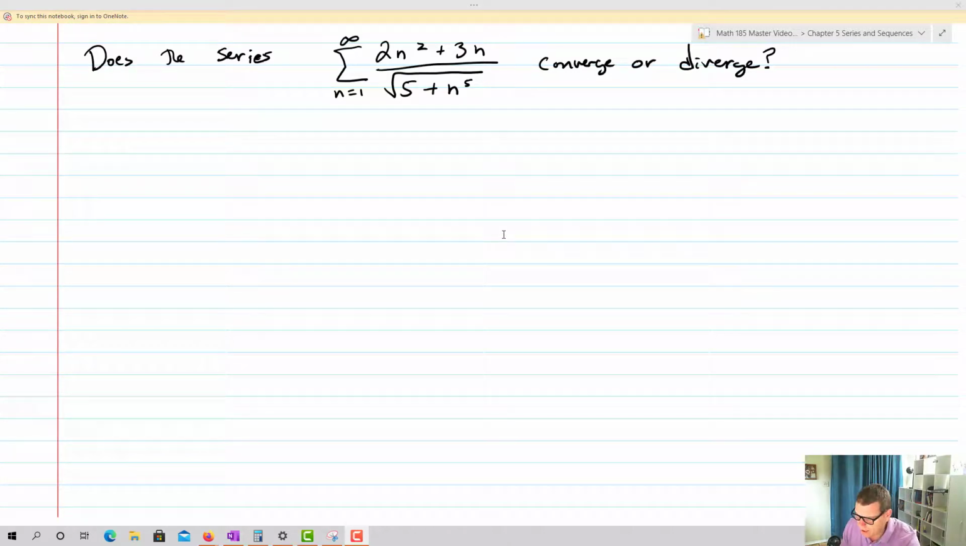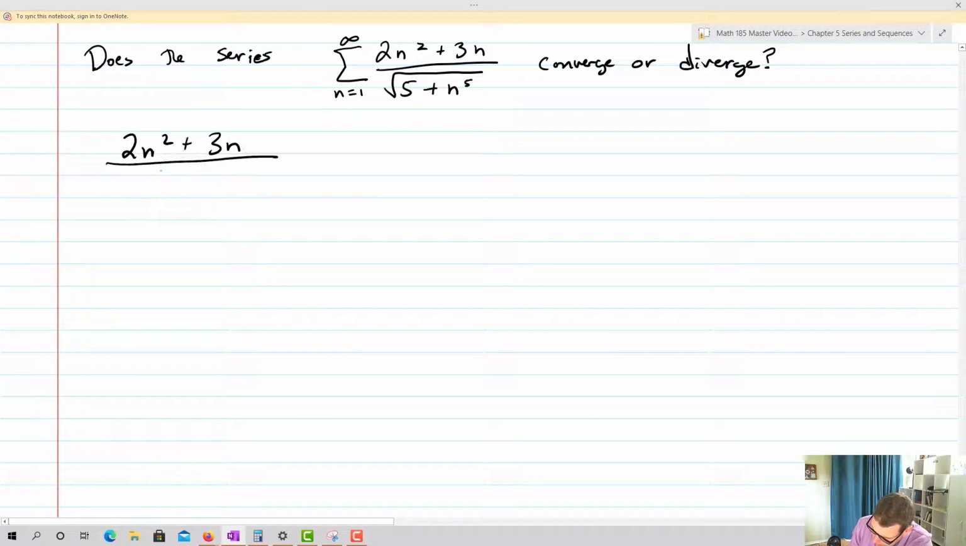And so what I want to do is I want to say, okay, well, I don't know if the comparison test is going to work out so well here, but I think maybe the limit comparison test will. All right, because with the limit comparison test, I can take that limit, and that might actually be really valuable, really handy for me. So now I'm going to look at this function. So I've got 2n squared plus 3n divided by the square root of 5 plus n to the 5th.